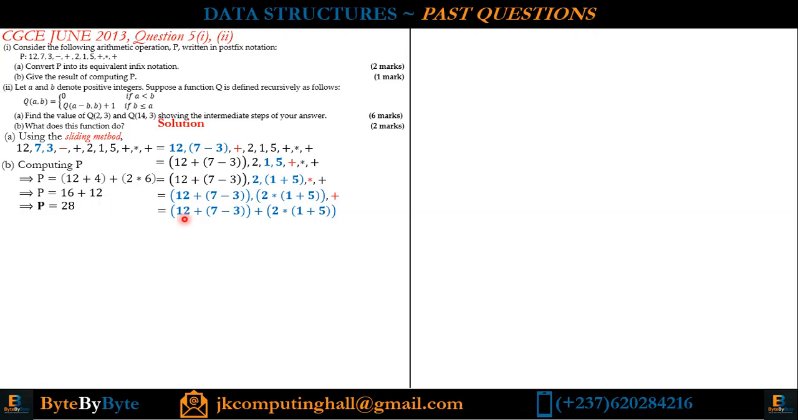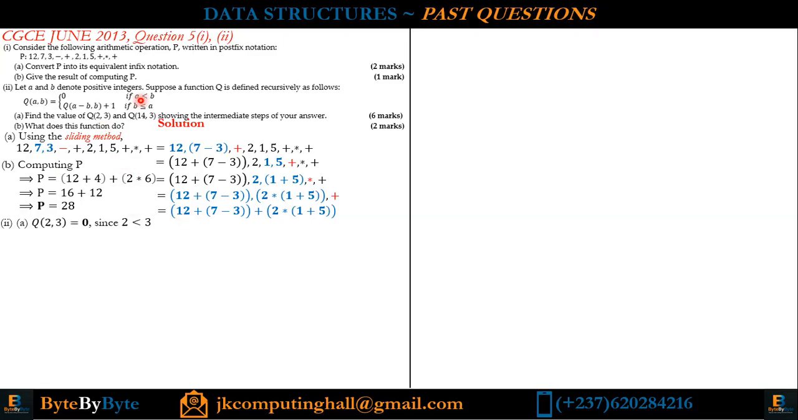The sub 2 says, let A and B denote positive integers. Suppose a function cure is defined recursively as follows. We have cure of A, B, as you can see, is 0 if A is less than B, and cure of A minus B, comma, B, all plus 1, if B is less than or equal to A. A part says find the value of cure 2, 3 and cure 14, 3, showing the intermediate steps in your answer. 6 marks.